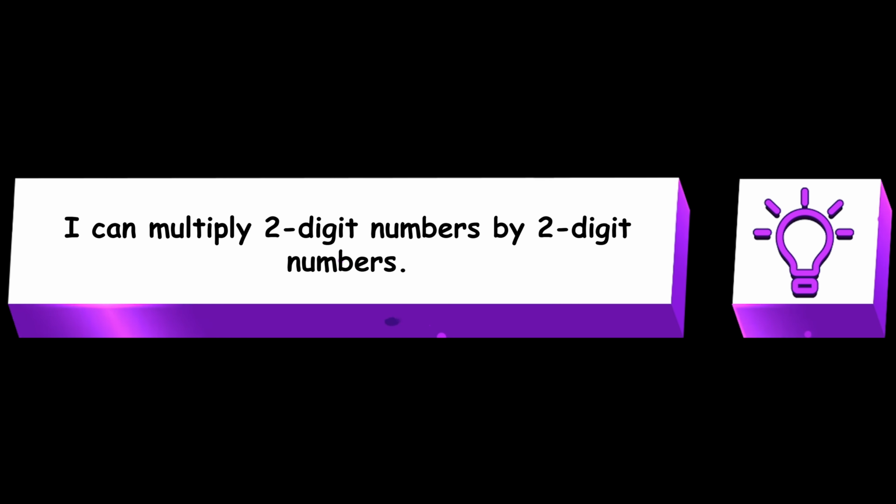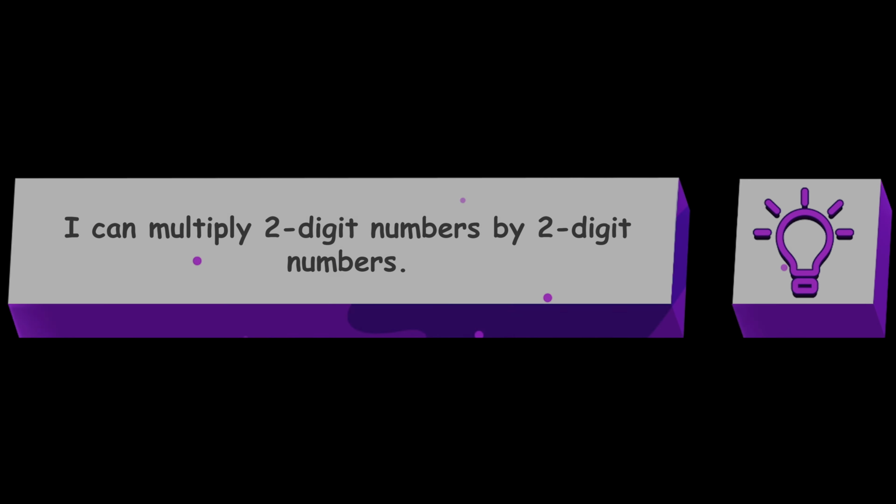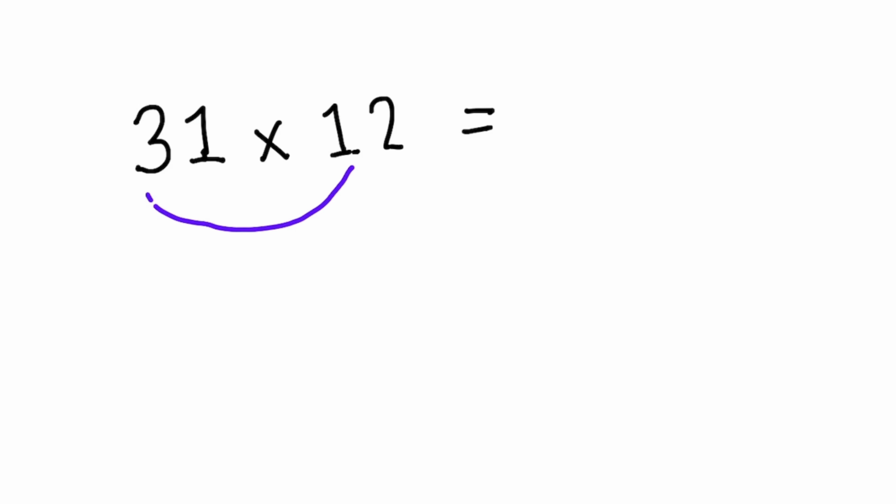So in today's lesson, we're learning to multiply two-digit numbers by two-digit numbers. So to start with, we're going to do 31 multiplied by 12. So the first part of this maths hack is to multiply the first digit of the first number by the first digit of the second number. 3 multiplied by 1. 3 times 1 is equal to 3. That's the first digit of the answer.